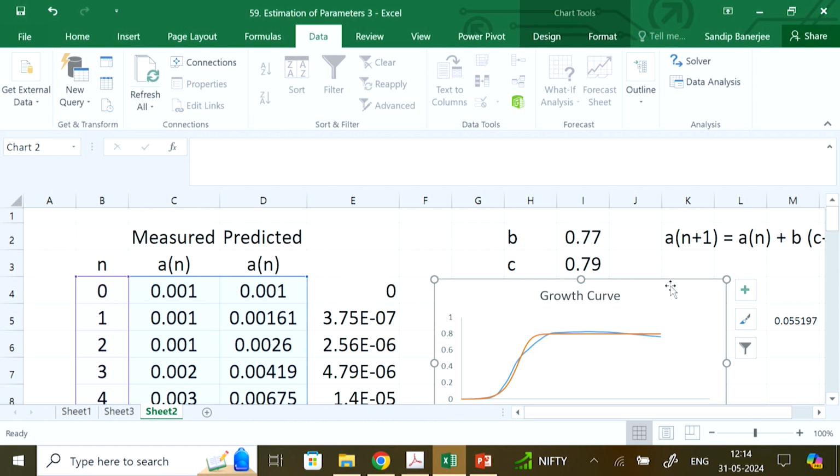So, using this Excel spreadsheet, you can estimate the values of the parameters of your model equations, whether they are differential equations or difference equations, and you can move on with the modeling part. So, with this we come to the end of this lecture on estimation of parameters.